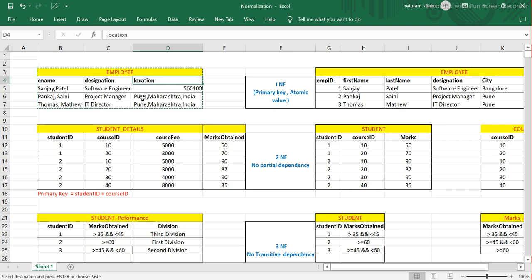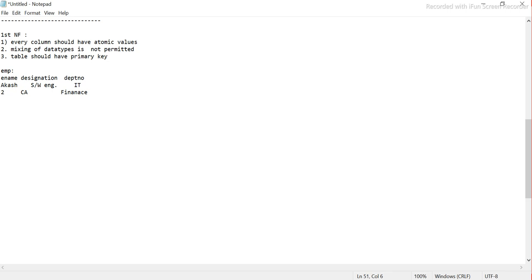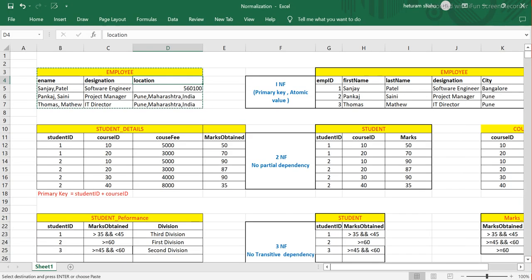Here also we can divide this location into multiple other columns, and hence this is also violating the first rule of the first normal form, right? Every column should have atomic value. So this is also not there.